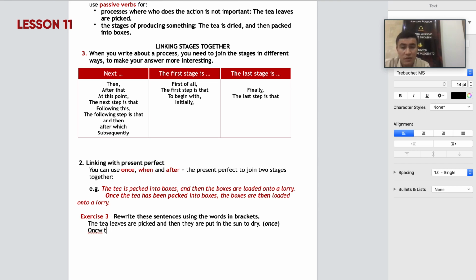Once the tea leaves have been picked, they are then put in the sun to be dried.